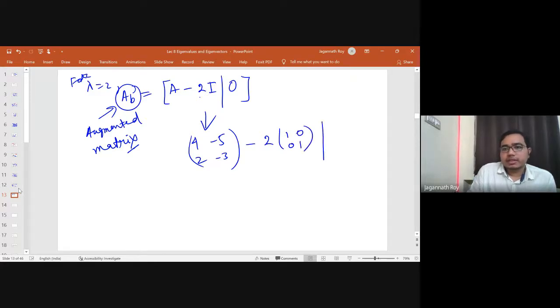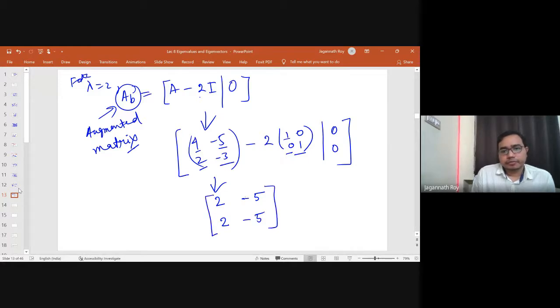Okay, and we are taking the 0, 0 augmented matrix. So this becomes 4 minus 2, so this is 2. Minus 5 minus 0, so minus 5. Then 2 minus 0, so this is 2. Then minus 3 minus 2, so this is minus 5. So the system becomes the same equation again.